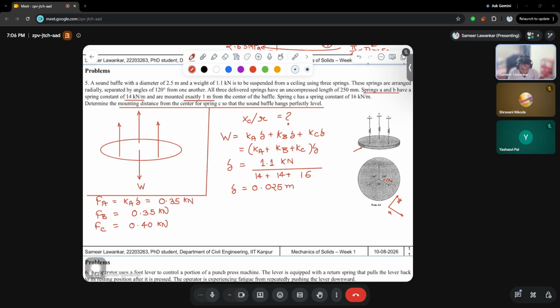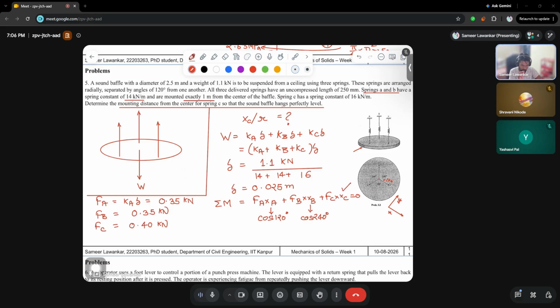So when we calculate, the summation is equal to Fa into Xa plus Fb into Xb plus Fc into Xc, which is equal to 0. Here Xa will be equal to, where is A? So this is cos of 120 degrees, and this is cos of 240 degrees. Xc we need to calculate directly because it's along the length of the x direction.